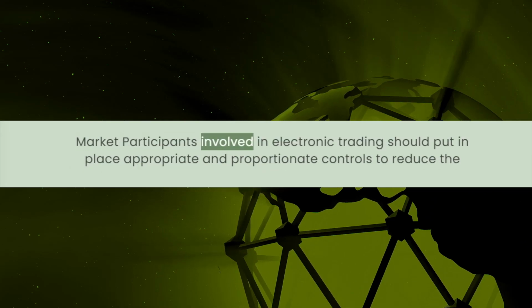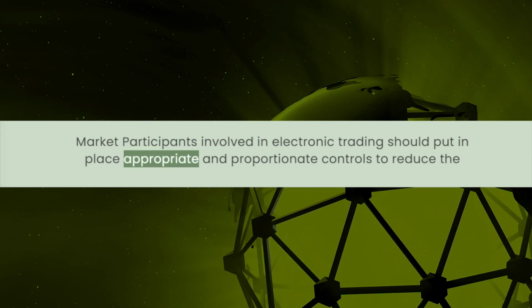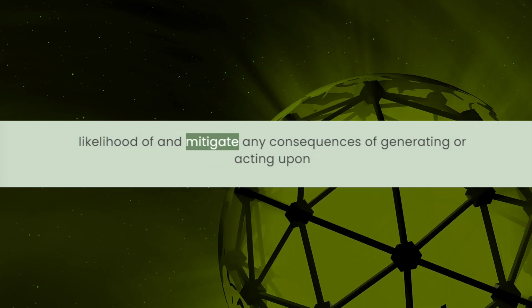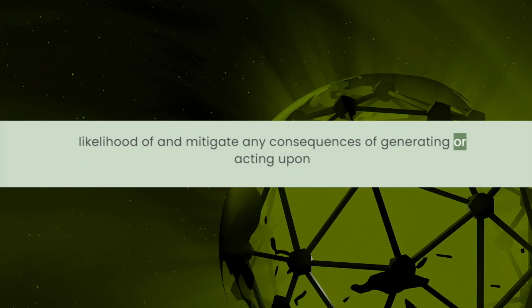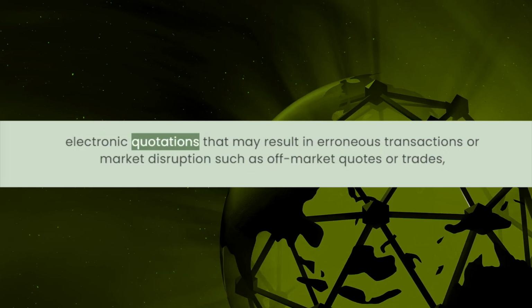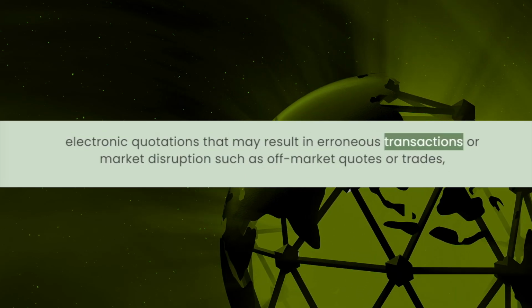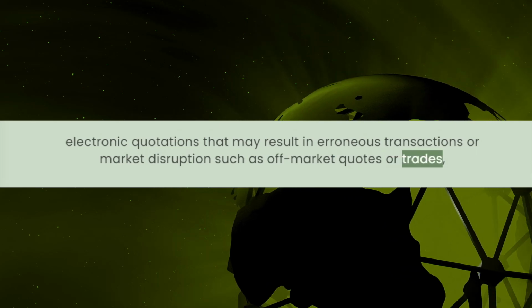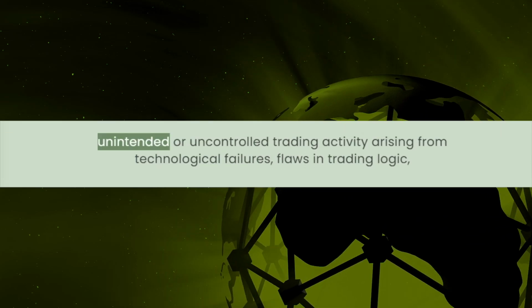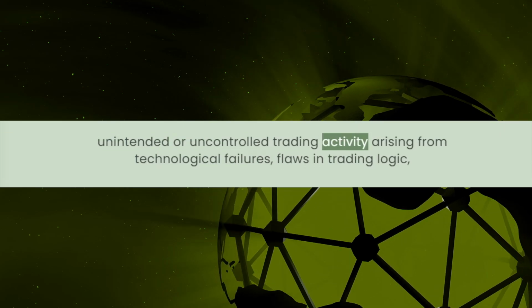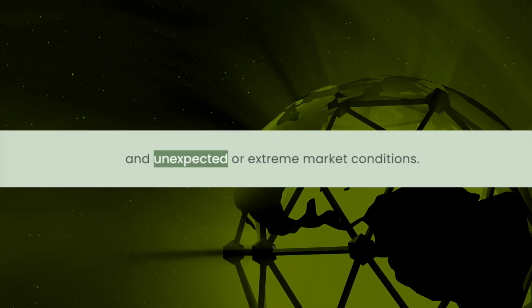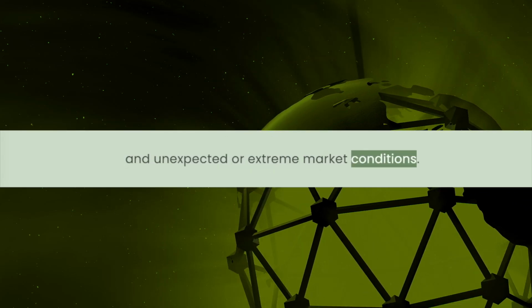Market participants involved in electronic trading should put in place appropriate and proportionate controls to reduce the likelihood of and mitigate any consequences of generating or acting upon electronic quotations that may result in erroneous transactions or market disruption, such as off-market quotes or trades, fat finger errors, unintended or uncontrolled trading activity arising from technological failures, flaws in trading logic, and unexpected or extreme market conditions.